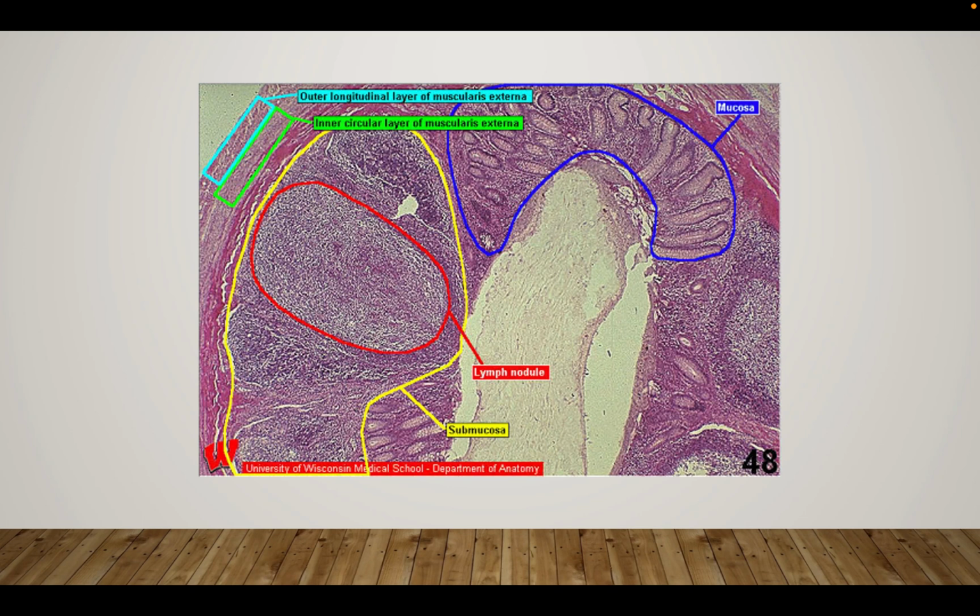So here you can see portions of our appendix. This is a histological section. So you can see a nodule within it. So this is all lymphatic tissue. And you can see different layers. So you can see a mucosa layer. You can see submucosa, and then some muscularis layer. And again, we'll talk about that specifically when we get to our digestive system.